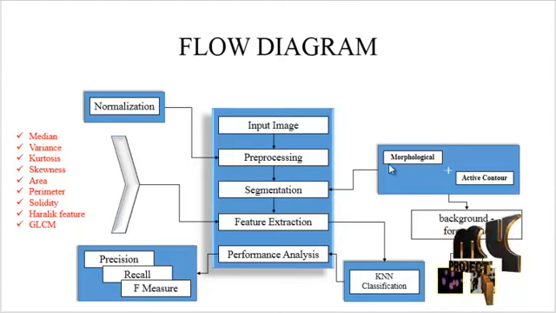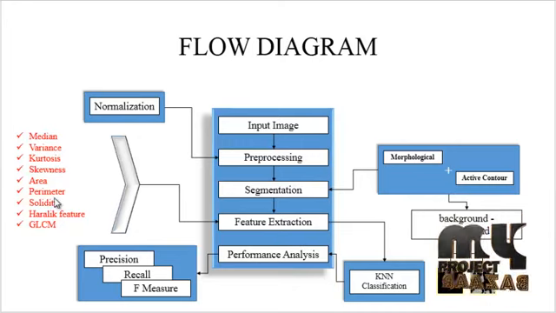First, the tumor region, that is the cell tumor region, will be extracted by means of the morphological segmentation. Then the active contour method is used to detect the region. After the segmentation, the feature extraction will be carried out. In this feature extraction, we are using the median, variance, kurtosis, skewness, area, perimeter, solidity, Haralick features, and finally the GLCM, that is the gray level co-occurrence matrix. After these features are extracted from the image, the classification will be done by using the KNN classification method.